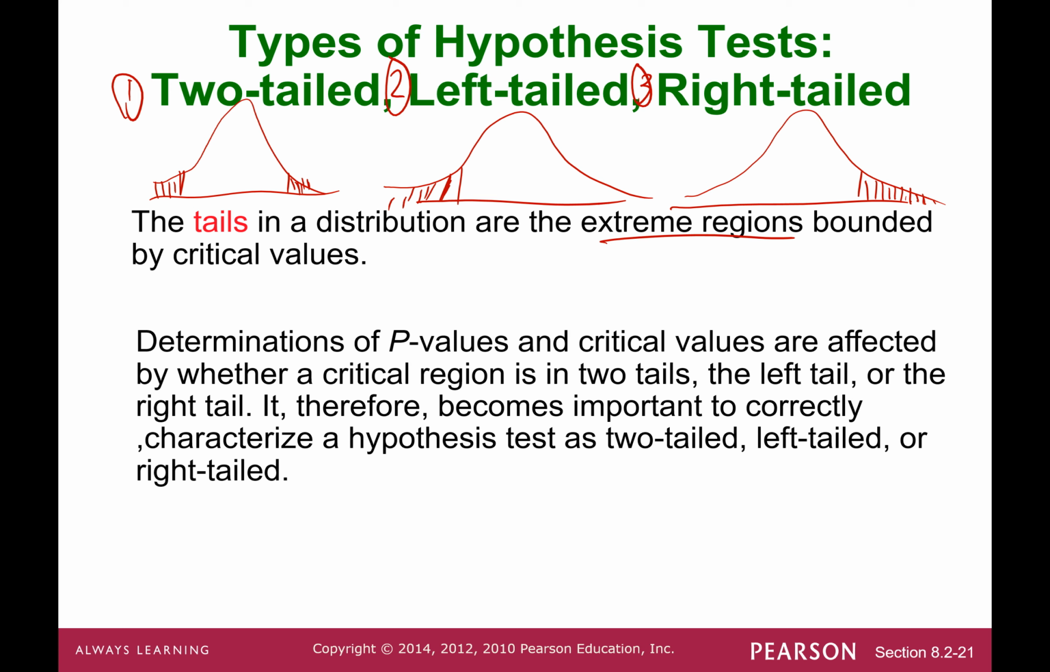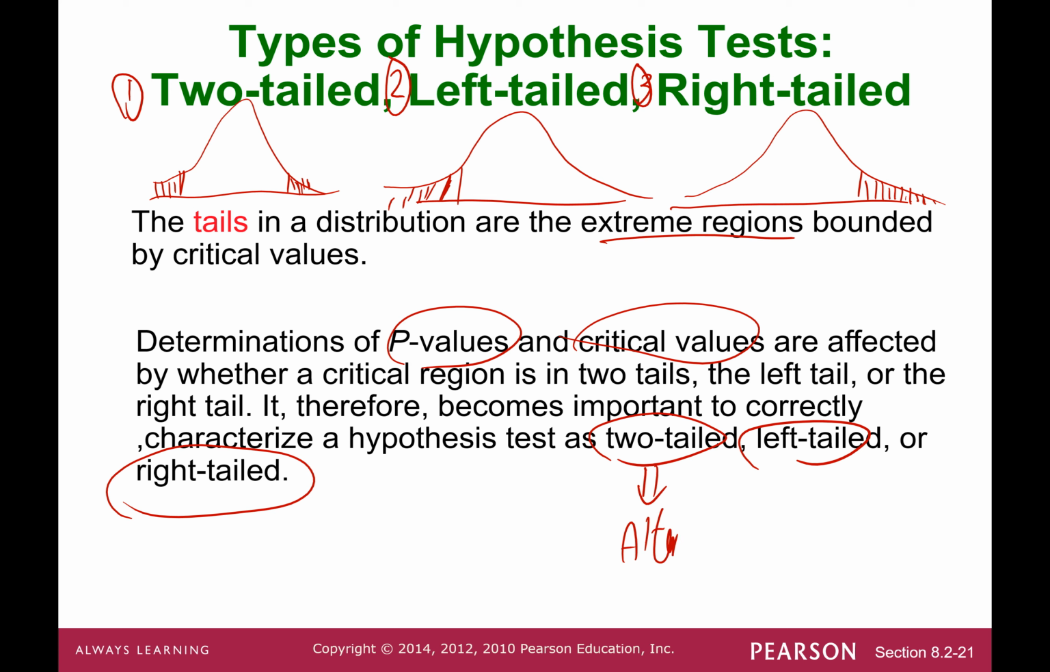So typically, we reject H0 if the test statistic falls in the critical region. The determination of p-values and critical values is affected by whether the critical region is in two tails, the left tail, or the right tail. So it's very important to make sure you have the right test, labeled as two-tail, left tail, or right tail. And which one it is is determined by the alternative hypothesis. That means H1 determines all of this.